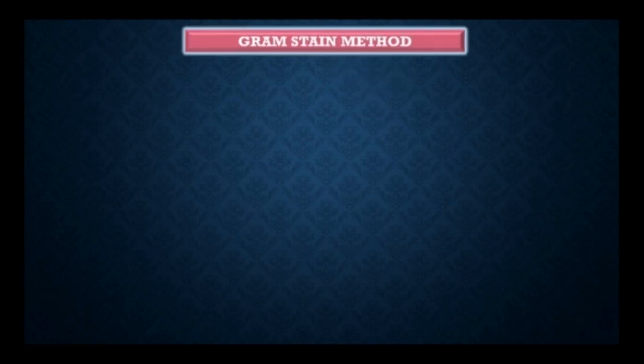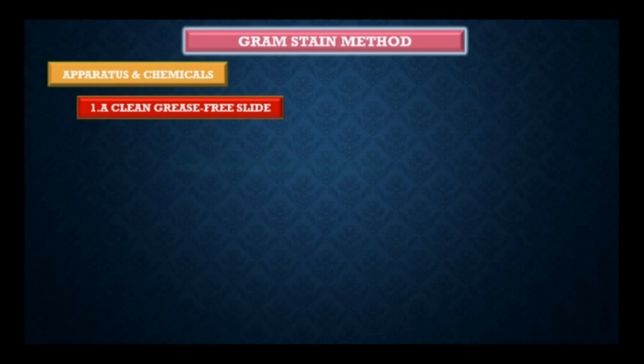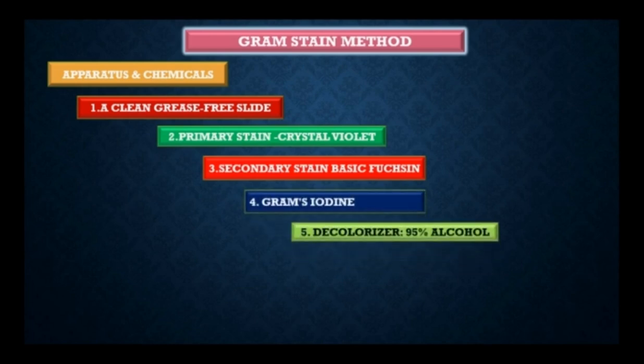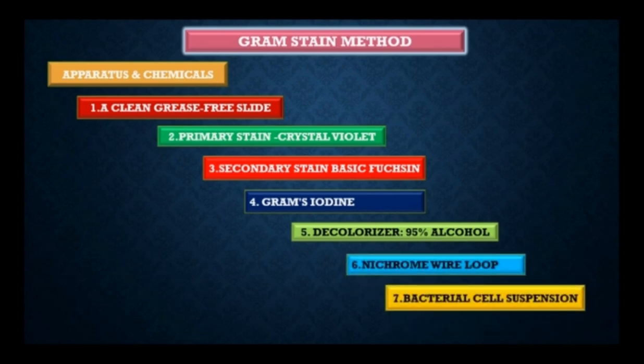Let us quickly know about all these methods in detail. Coming to the gram stain method, it was created by Hans Christian Gram in 1884. Apparatus and chemicals that are needed for conducting this experiment: a clean grease-free slide, a primary stain called crystal violet, secondary stain called basic fuchsin, Gram's iodine, decolorizer 90% alcohol, and nichrome wire loop, and finally bacterial suspension.